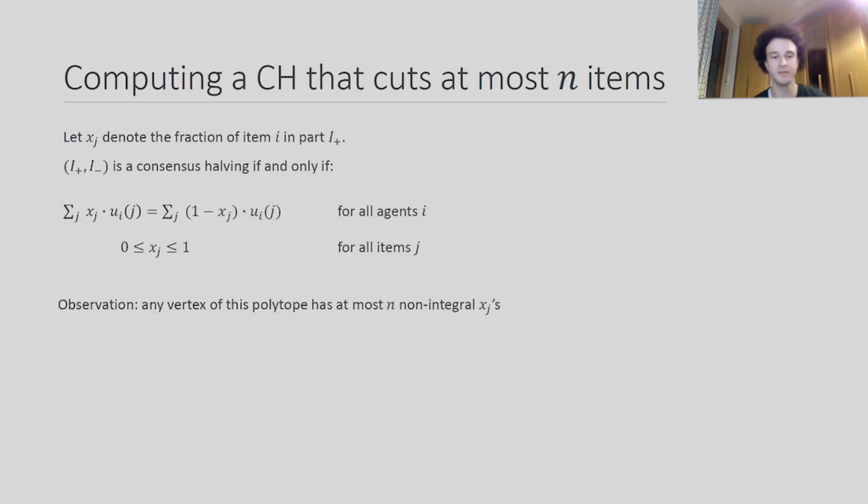And the key observation here is that any vertex of this polytope has at most n non-integral xj's. In other words, if you take any vertex of this polytope, at most n of the xj's will not be 0 or 1. At most n of them will be truly fractional, strictly between 0 and 1. And what does this mean for the corresponding consensus halving? It means that at most n items will be fractional, at most n items will be cut. So the only thing we actually need to do is find a vertex of this polytope. And this can be done in polynomial time.